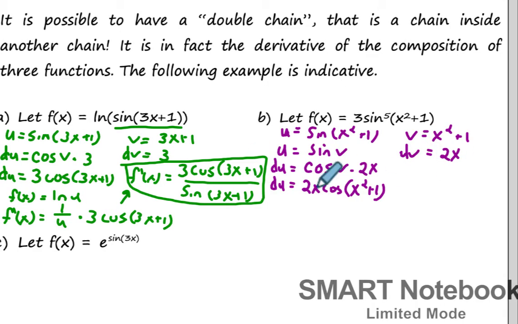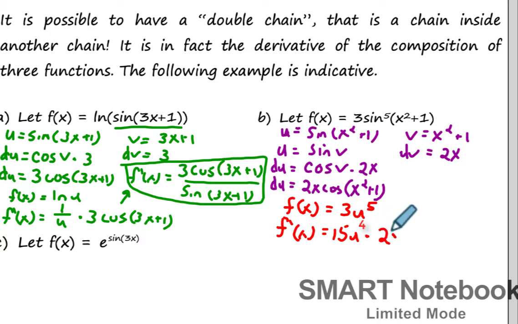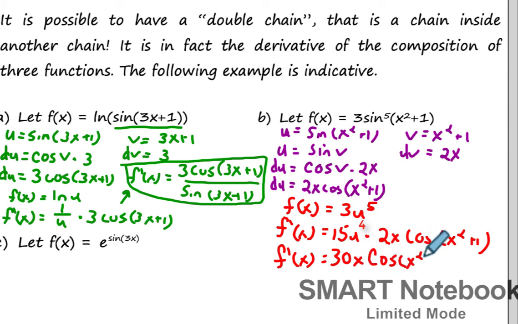Now I'm going to take my f of x function and rewrite this in terms of u. So f of x is equal to 3u to the fifth. The derivative of 3u to the fifth is 15u to the fourth times my derivative of u, which is 2x cosine of x squared plus 1. So therefore, 30x cosine of x squared plus 1 times sine to the fourth of x squared plus 1 would be my answer.